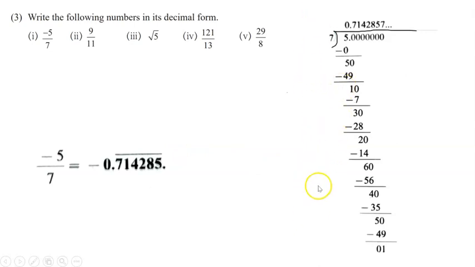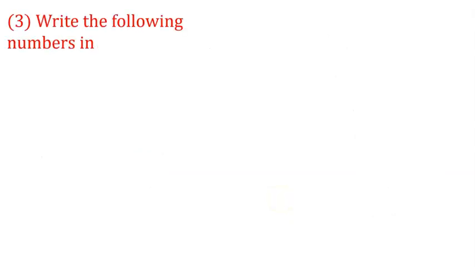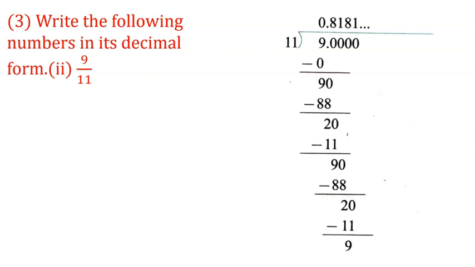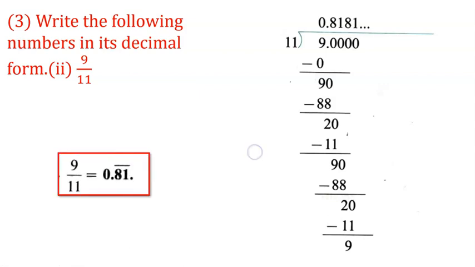You can see all this division. Okay, next, again same thing. 9 upon 11, if we divide it, then again you will get a recurring decimal, 0.818181. See, this is the division, and finally it is written as 9 upon 11 equals 0.81 recurring.